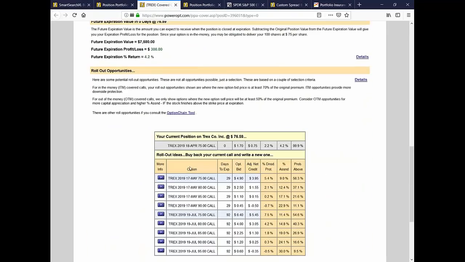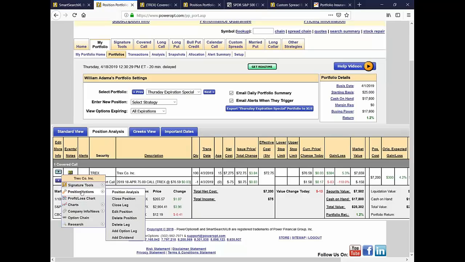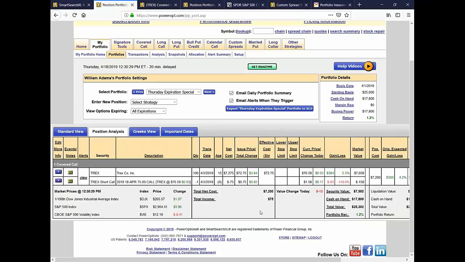All right, so you can do that at any time. And if you're in the portfolio and you just want to say, hey, what would happen if I did roll this? Remember, you can always just go to the profit and loss chart and do that manually. But a faster way is go to Position Actions, Position Analysis. You'll see your rollout opportunities. Let's just click on this to refresh it.